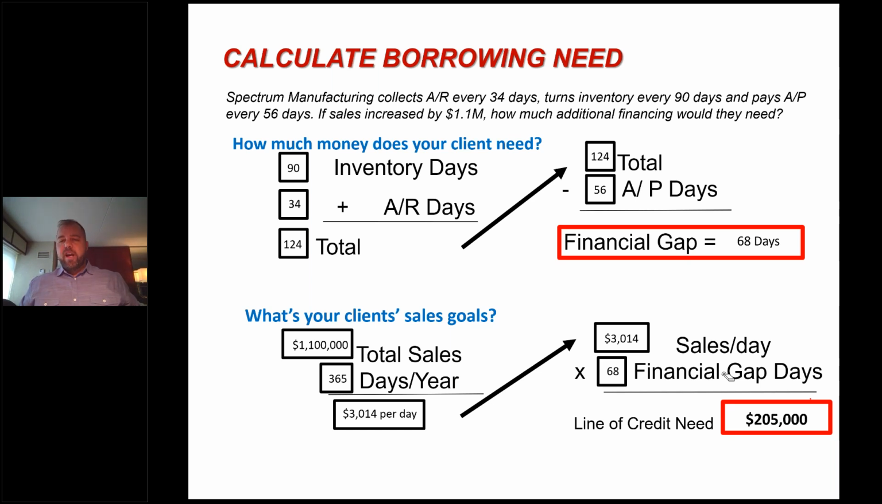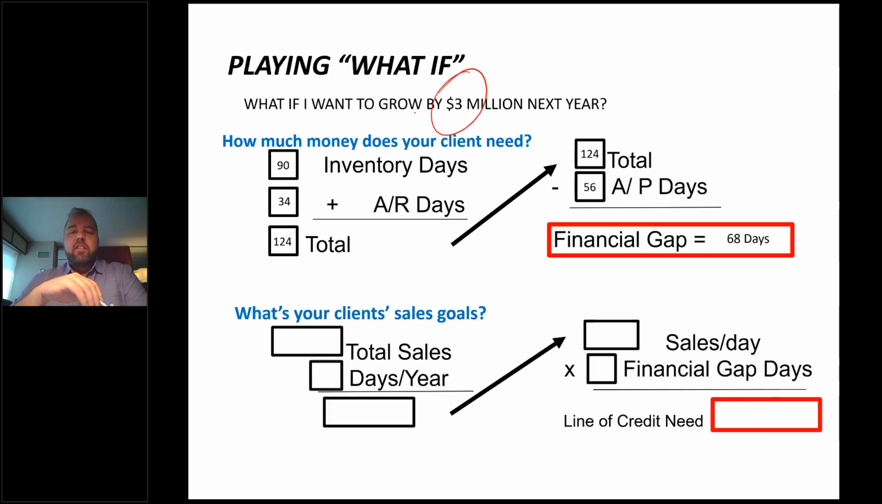Okay, but if we go back to Sammy's situation, Sammy wasn't going to increase sales by 1 million. He says, I'm going to get the True Value contract, and the True Value contract was worth 3 million. And he said he needed 300,000. We don't know if he needs 300,000 or 200,000. We need to figure out how much he really needs to finance that line of credit or the inventory for the new contract. So what if we want to grow by 3 million? He gets the $3 million contract from True Value. We still have the same way he runs the business: 90 days of inventory, 34 days of AR, minus 56 days of AP, still 68 days.